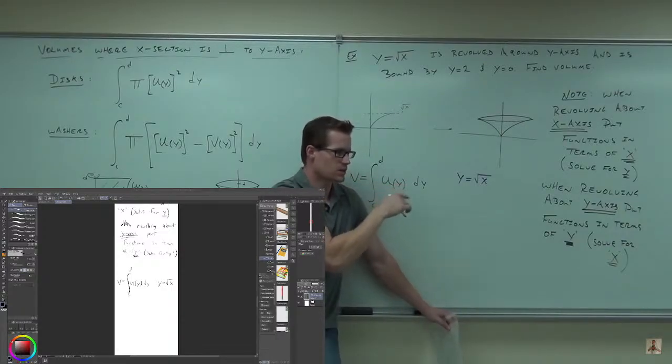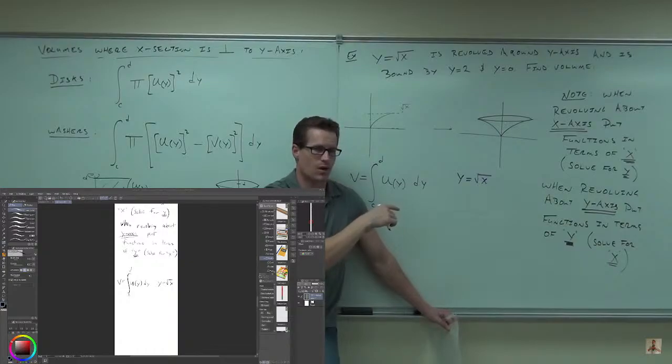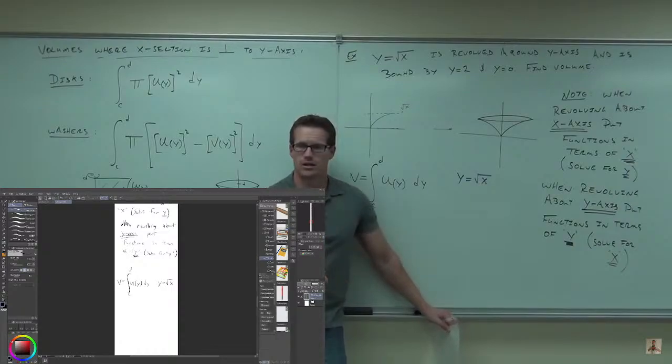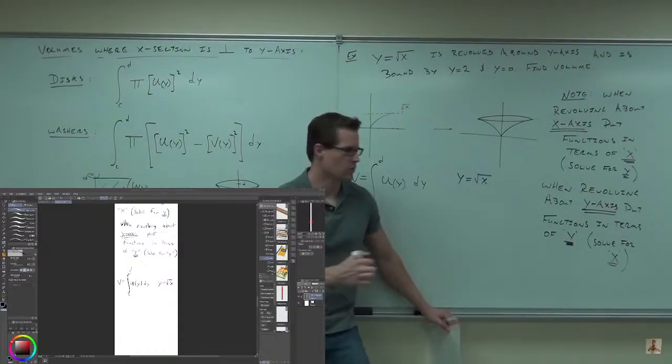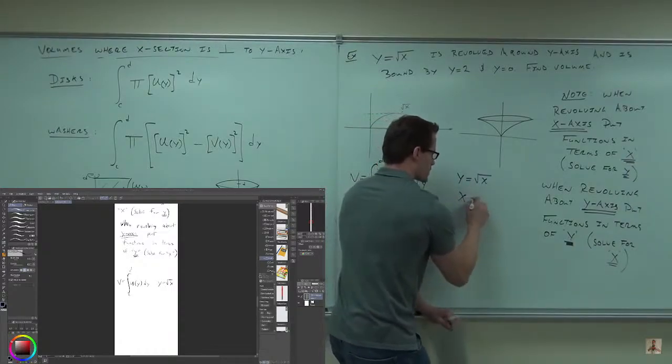So you could do that and figure out that the volumes are not the same. But that's not good enough for going around the y. How do you make it go around the y? Get x equals y squared. And you get that by squaring both sides. If you square both sides, x equals y squared.